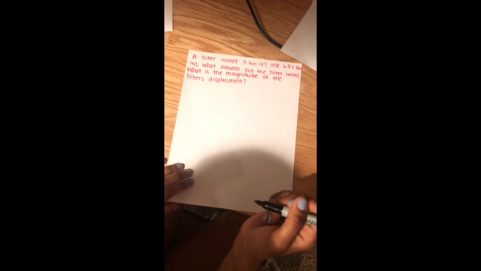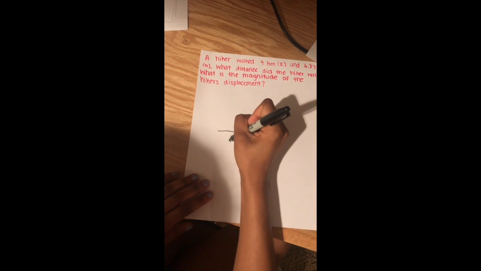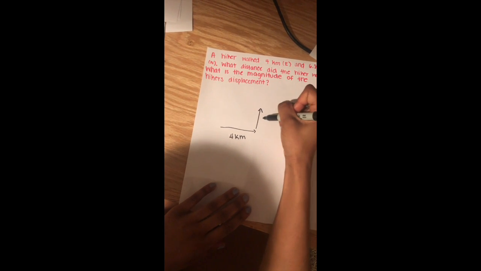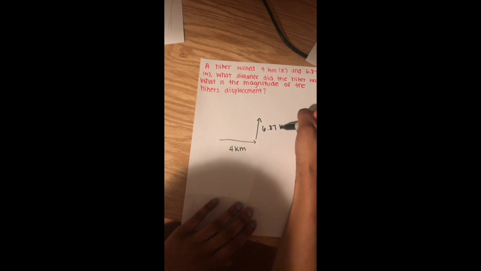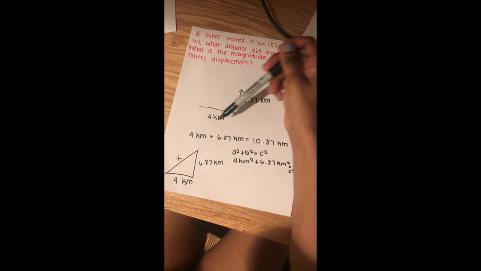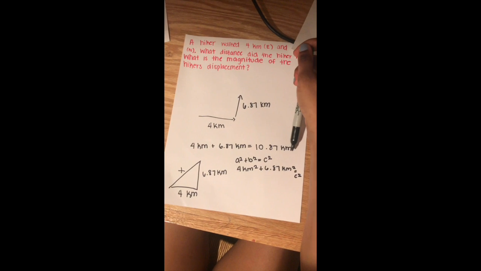Problem number 2. A hiker walked 4 kilometers east and 6.87 kilometers north. What distance did the hiker walk, and what is the magnitude of the hiker's displacement? Okay, so first draw the problem. He walked 4 kilometers east and then 6.87 kilometers north. To find the distance, you add everywhere that he's walked. So you do 4 kilometers plus 6.87 kilometers equals 10.87 kilometers.